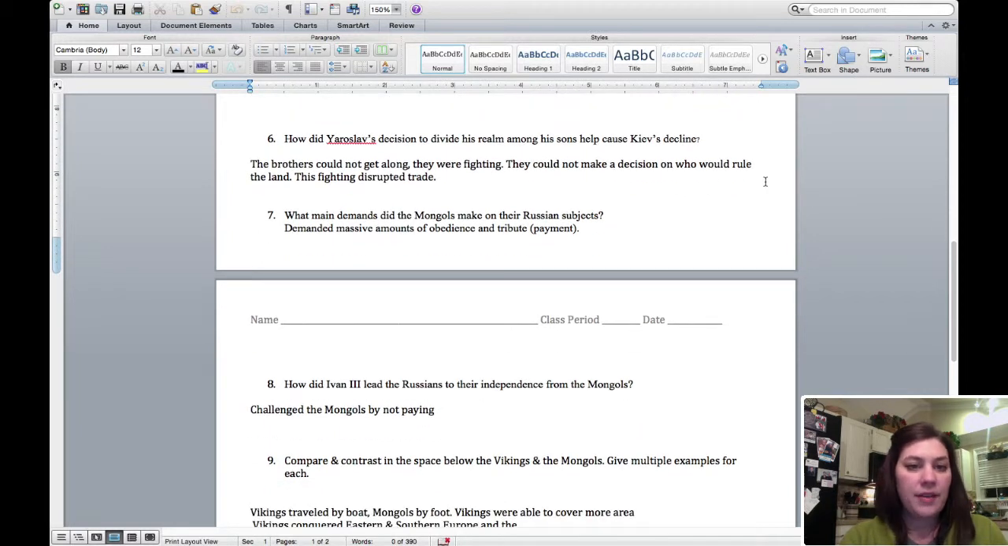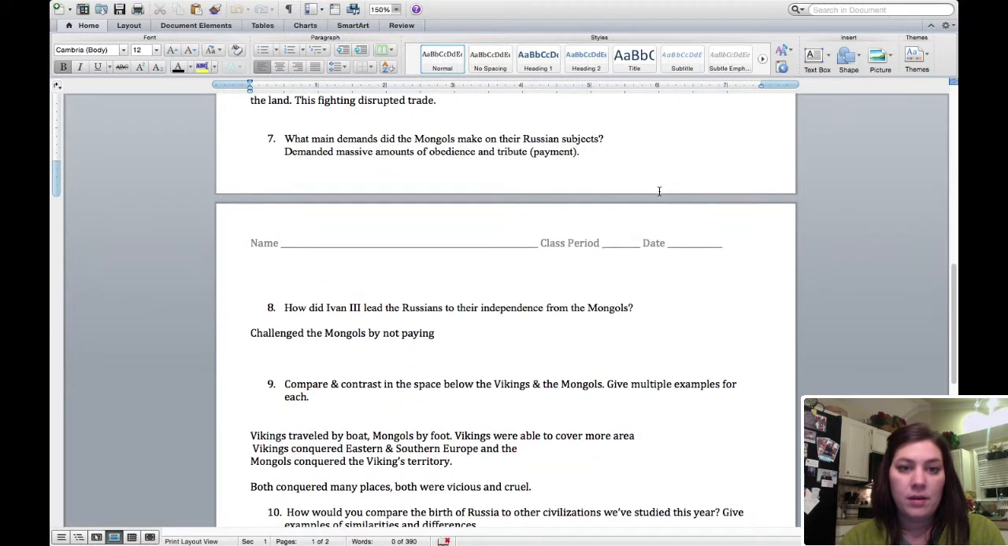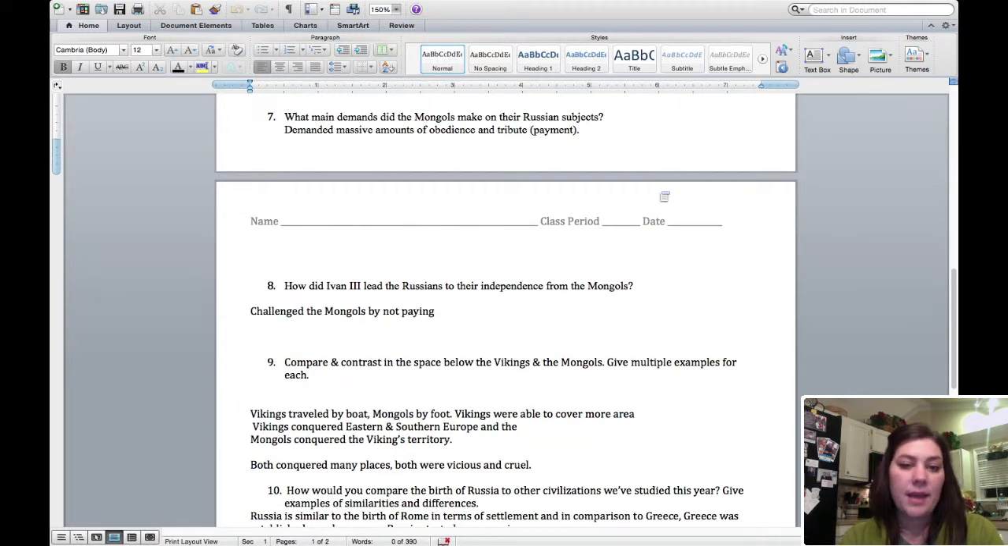Number 6, how did Yaroslav's decision to divide his realm among his sons help cause Kiev's decline? Because the brothers could not get along, they were constantly fighting, and because of that, they could never make a decision on who was going to rule the land. And this fighting disrupted trade, it disrupted the country, the civilization, and it caused a lot of chaos for the civilization of Kiev.